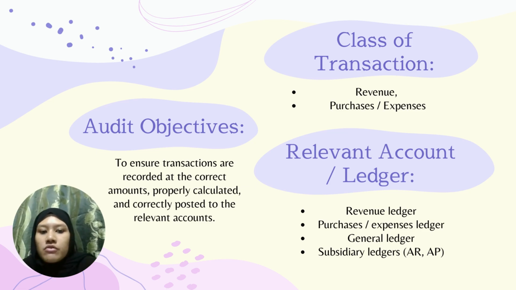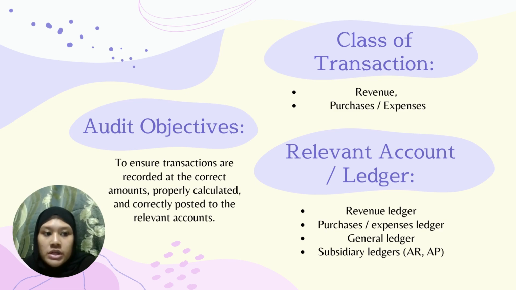Today, I will be explaining two management assertions, namely accuracy and cut-off, and how these assertions are addressed during the audit. For the accuracy assertion, our main audit objective is to ensure that all transactions are recorded at the correct amounts and are properly calculated before being posted into the accounting system. This assertion mainly applies to revenue and expense transactions recorded throughout the financial year.